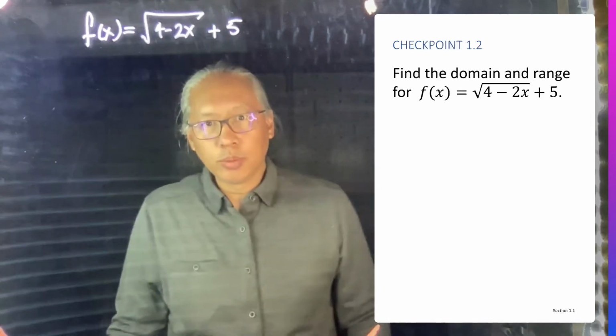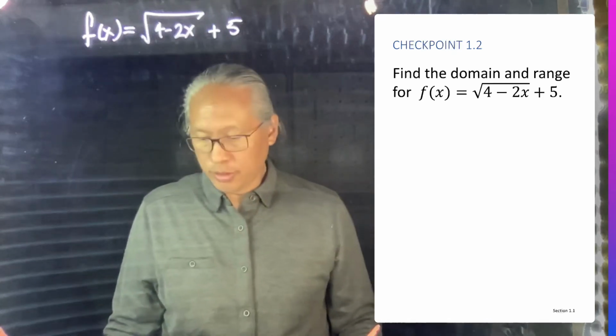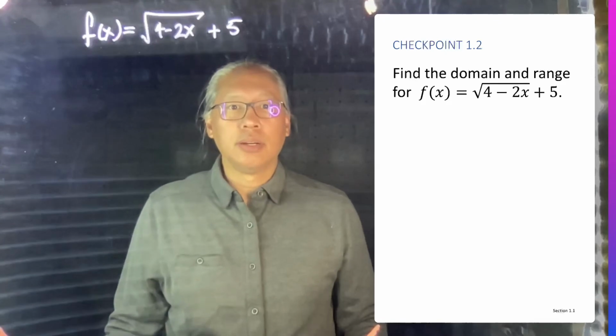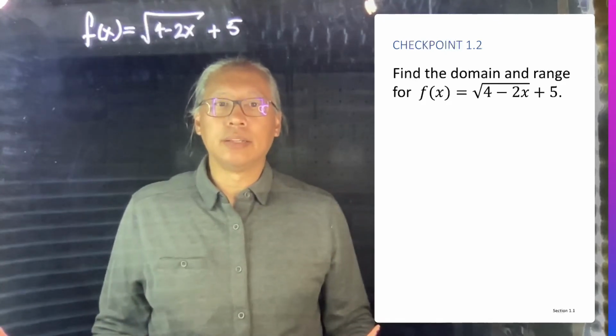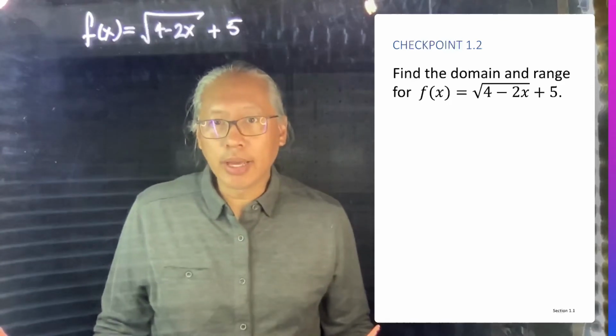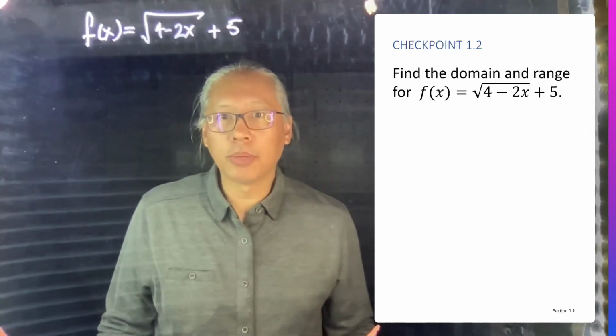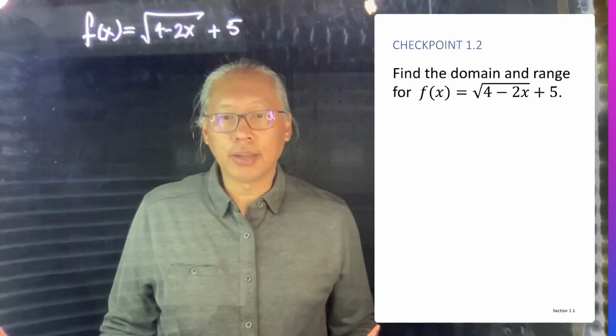Hello, in this video we will do checkpoint 1.2 from section 1.1. Here they want us to find the domain and the range of the function f of x is equal to the square root of 4 minus 2x, plus 5.